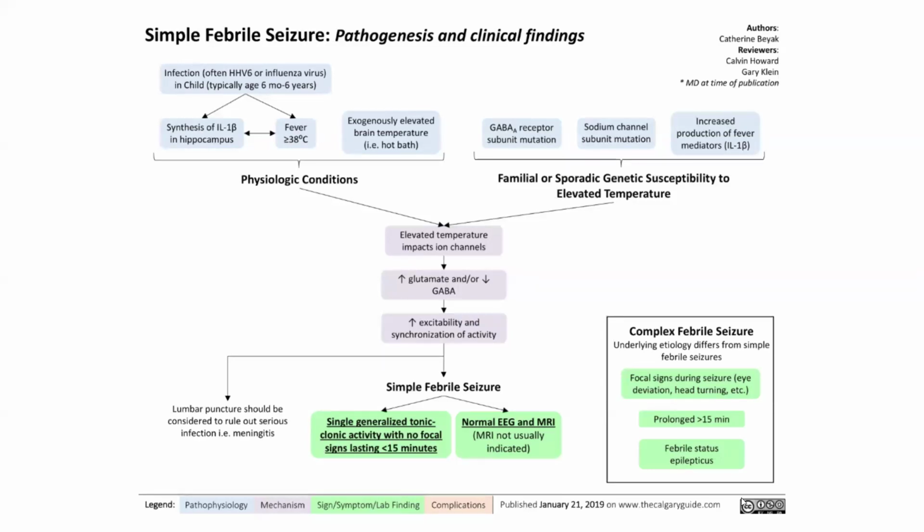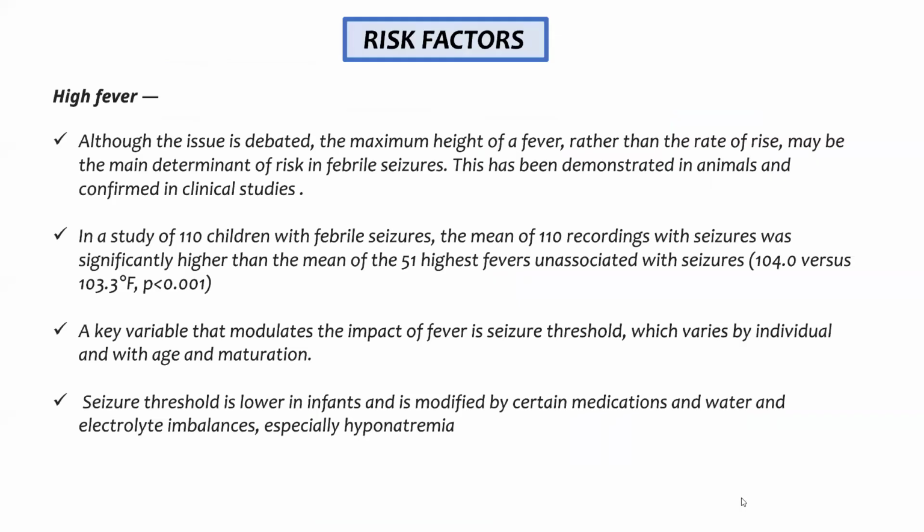When you have more of excitatory neurotransmitters, that is going to produce excessive electrical activity, and that causes seizure. So that is the pathogenesis in short. But there was a controversy. There's a school of thought which says that it is not the height of the fever. For example, if you have two kids, one child has 100 fever and the other child has 104 degrees Fahrenheit.